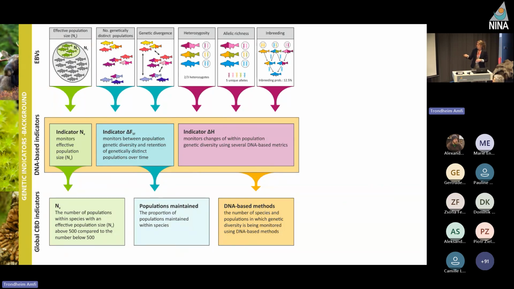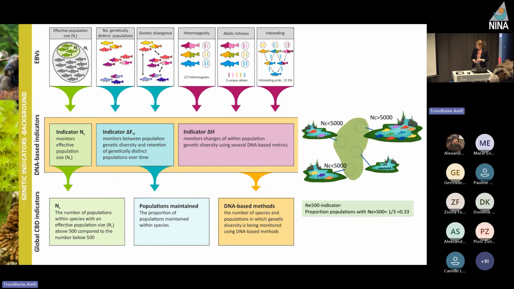But it all really starts with the EBVs, which are essential biodiversity variables, which are parameters, biodiversity observations at one location over time or several locations over time. And the NE, effective population size, is actually one of the EBVs, and the indicator is then the NE500. So again, I think I will skip this because I think Victoria will repeat this quite a few times in terms of how to actually calculate the different indicators.